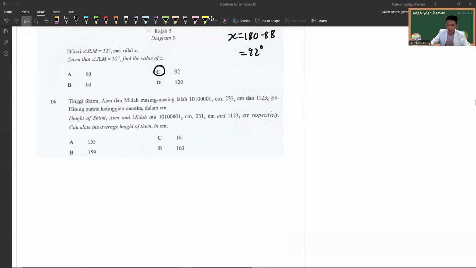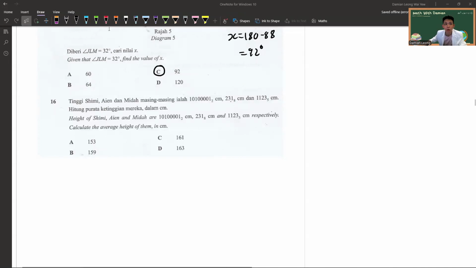Then question 6. Heights of Shimmy, Ayan and Mida are 101,000,001 base 2 cm, 231 in base 8 cm, and 1123 base 5 cm respectively. Calculate the average height of them in cm. So the average height we just want in base 10. So we convert each of these into base 10.